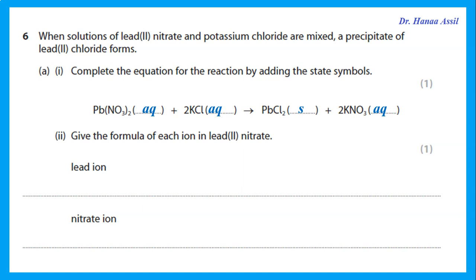Give the formula of each ion in lead 2 nitrate. So if we want to write the formula of lead 2 ions, this is how we write it. Lead 2 means it has a valency of 2, and that means it has 2 positives on it. Now the nitrate, how do we write nitrate? Nitrate is NO3, its valency is 1, so that means it has 1 negative on the ion.